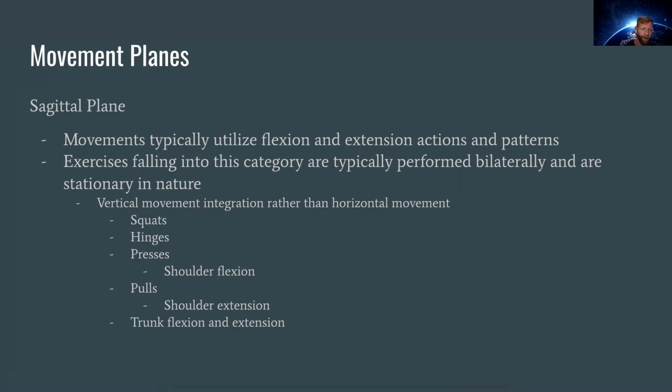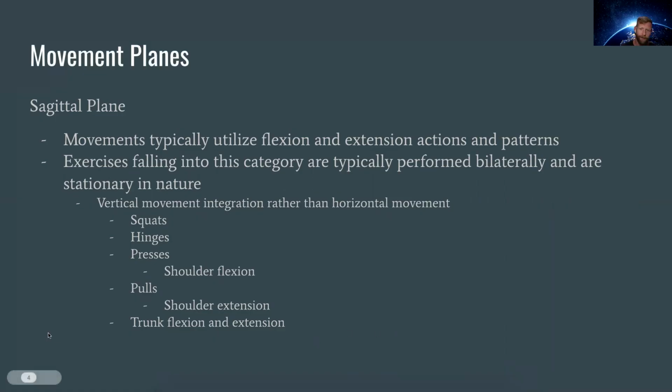Looking at the sagittal plane first, this is typically considered the least complex of all the movement planes, and this is where we look at general flexion and extension actions and patterns. Exercises that fall into this category are typically performed bilaterally and are stationary in nature. So we're looking at vertical displacement rather than horizontal displacement. The bigger movements we typically describe as sagittal are squats, hinges, presses, shoulder flexion, pulls, shoulder extension, which would both be bilateral for this purpose, and then trunk flexion and extension.